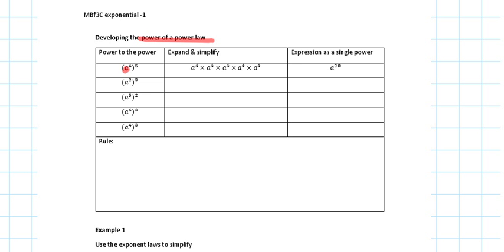Okay? What do I write for this one? A to the power of 2, times a to the power of 2, times a to the power of 2. So I'm multiplying that base, a to the power of 2, 3 times by itself. If I use my multiplication law, which says add the exponents, that would be 2 plus 2 plus 2, which is 6. So that's a to the power of 6. What would you do for the next one? A to the power of 5, times a to the power of 5, which is a to the power of 10.